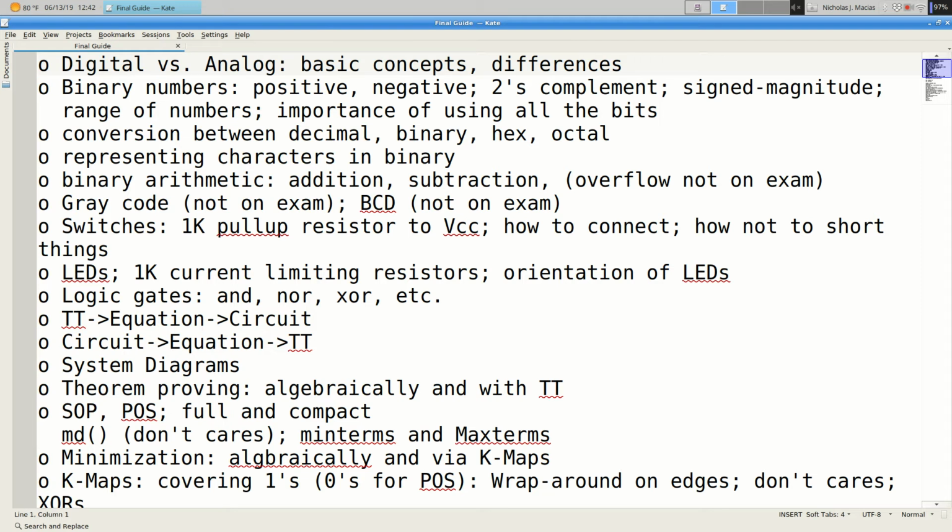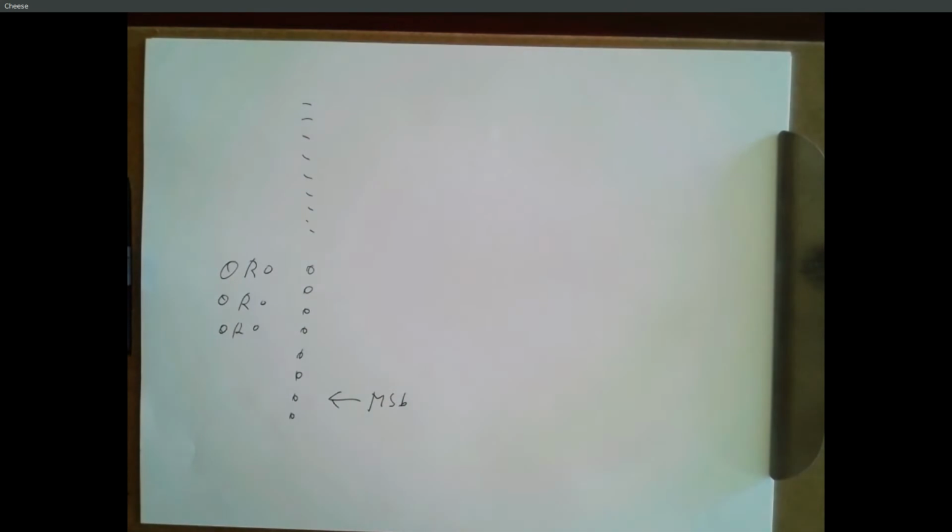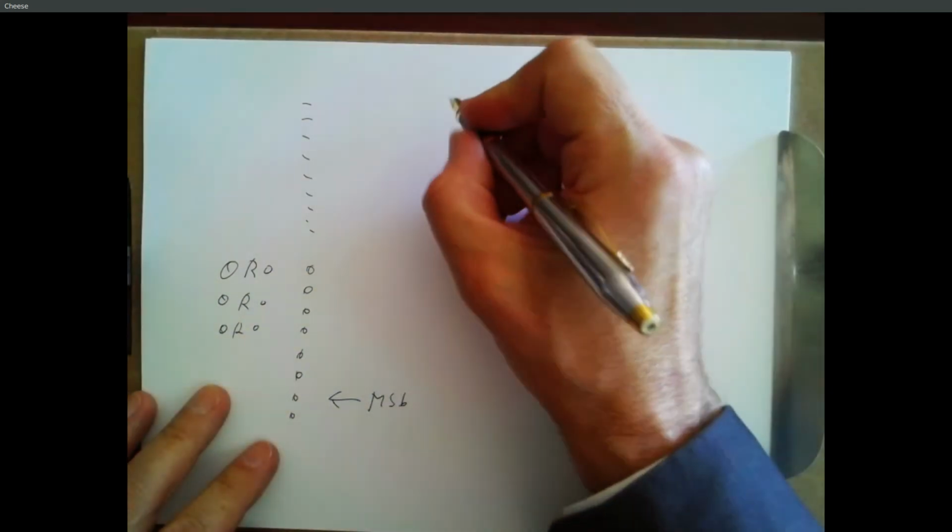Gray codes are just these ways of counting where you change 1 bit at a time, right? And that's not on the exam, other than you have to use gray code when you label the sides of K-maps, so you should know that. I don't think we talked about binary coded decimal, BCD. Does that sound familiar? So also not on the test, but I'll mention it anyway because you'll probably bump into it in 270.